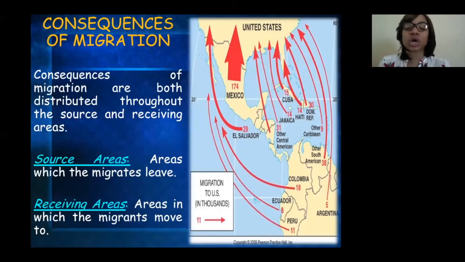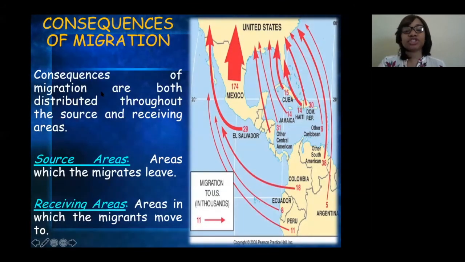So what is our source area? Our source areas are the areas which the migrants actually leave. This is the source of the migration, where persons are leaving. Your receiving areas are the areas where persons are actually moving to. So source areas are where you're coming from and receiving areas are where you're moving to. You see I have a little picture here.